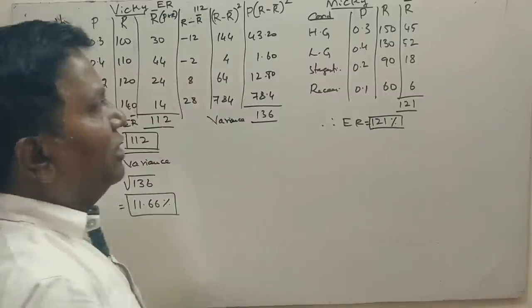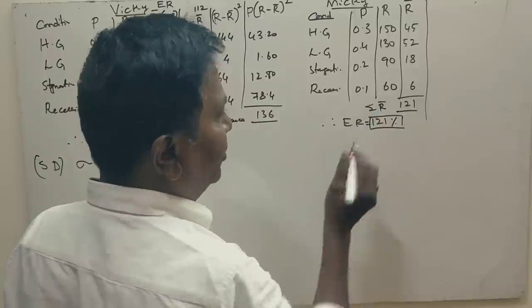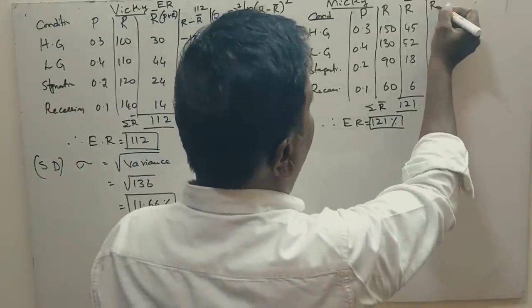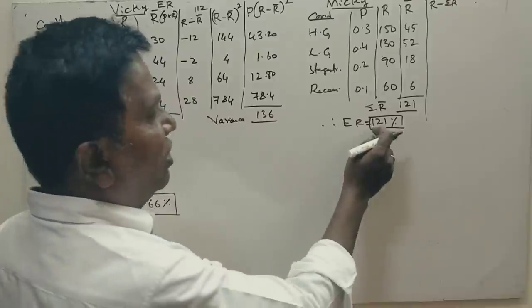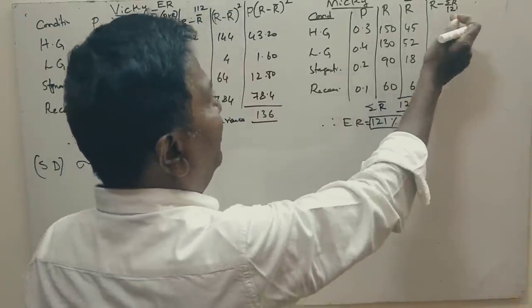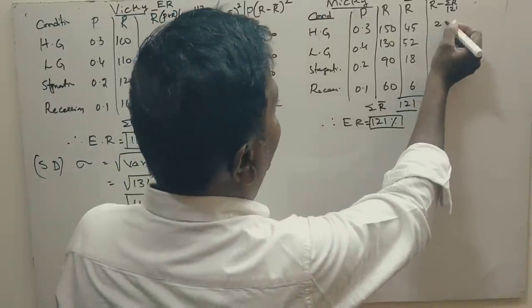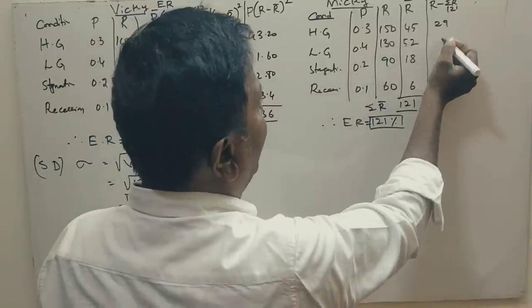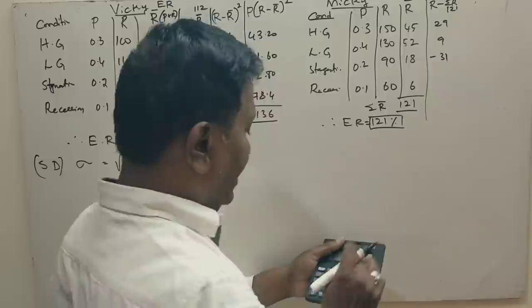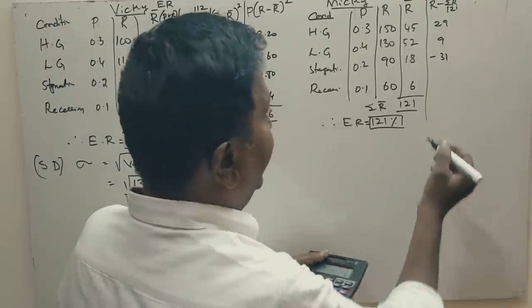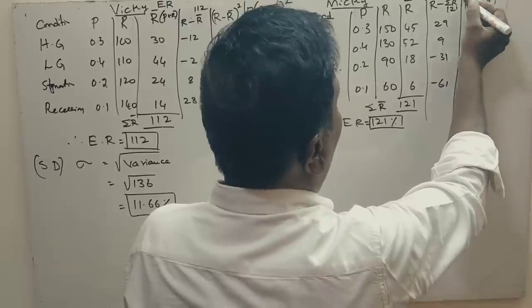Now let us find out R minus summation R dash. R dash is 121. Now 150 minus 121 is 29 plus. 130 minus 121 is 9. 90 minus 121 is minus 31. 60 minus 121 is minus 61. Now let us calculate R minus summation R dash whole square.